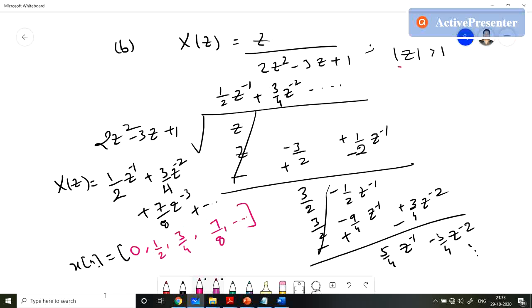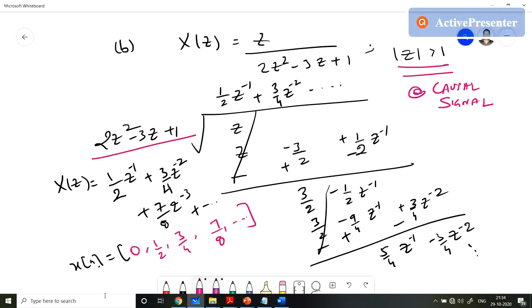So basically the treatment is different. We write in this way when we are going for a causal signal. When we have a non-causal signal, we write in the reverse way. So instead of writing 2z square minus 3z plus 1, we write 1 minus 3z plus 2z square. We are just reversing the order.